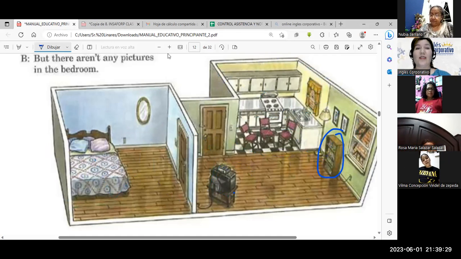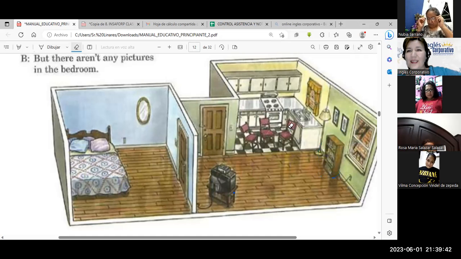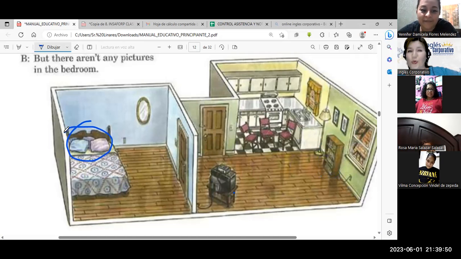There is a clock, right? Where is the clock? There is a clock. ¿Dónde está el reloj? There are pillows. Yeah, there are pillows on the bed. True. Tell me something that she doesn't have.